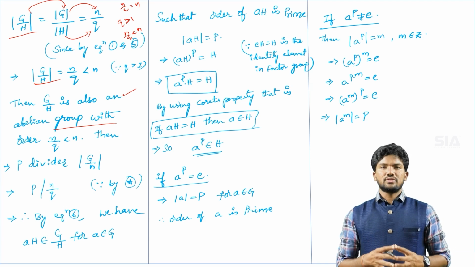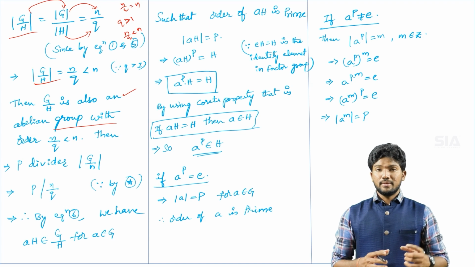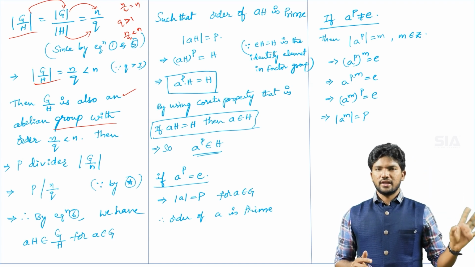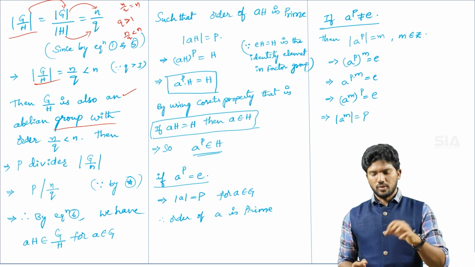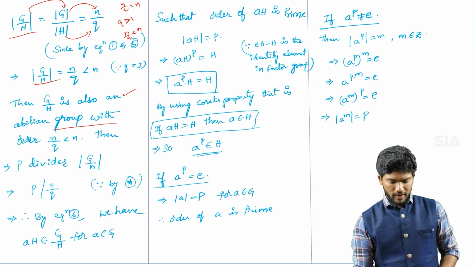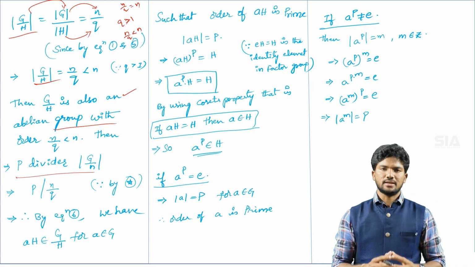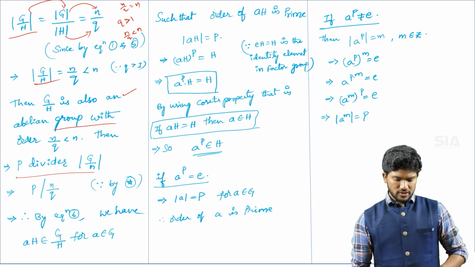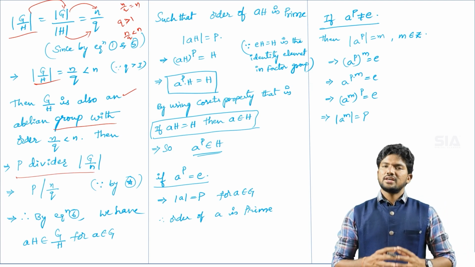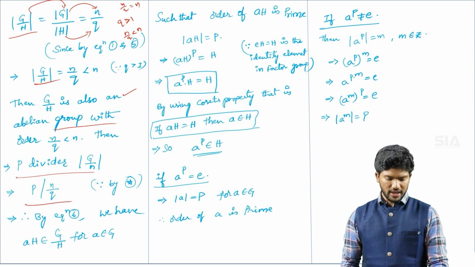Then according to the statement, p divides this factor group also. Why? Because p divides the main group. In case 1, p divides n. Then p also divides this group, because it is also an abelian group. So therefore p divides the order of this factor group. So p divides n by q. How can you write this value?